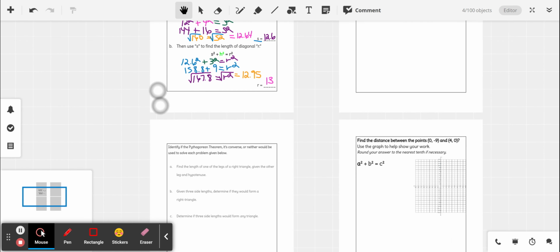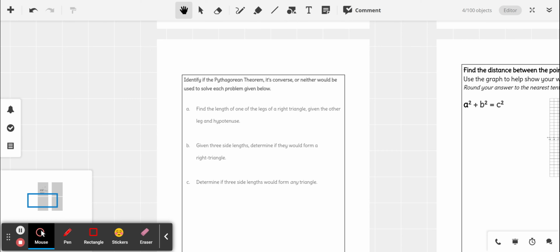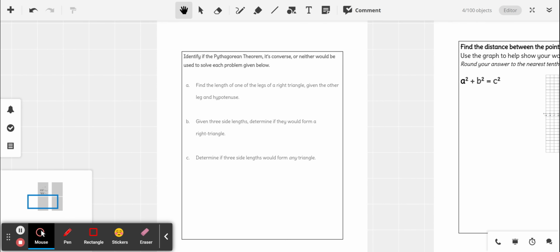Moving on, we do have some vocabulary in this unit, and you will see this on your test. Identify if the Pythagorean theorem, its converse, or neither would be used to solve each problem given below. So let's look at A. Find the length of one of the legs of a right triangle given the other leg and hypotenuse.